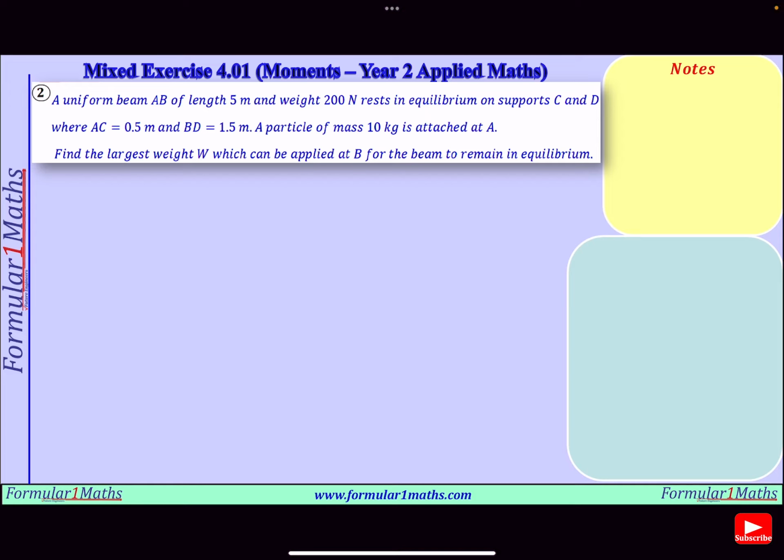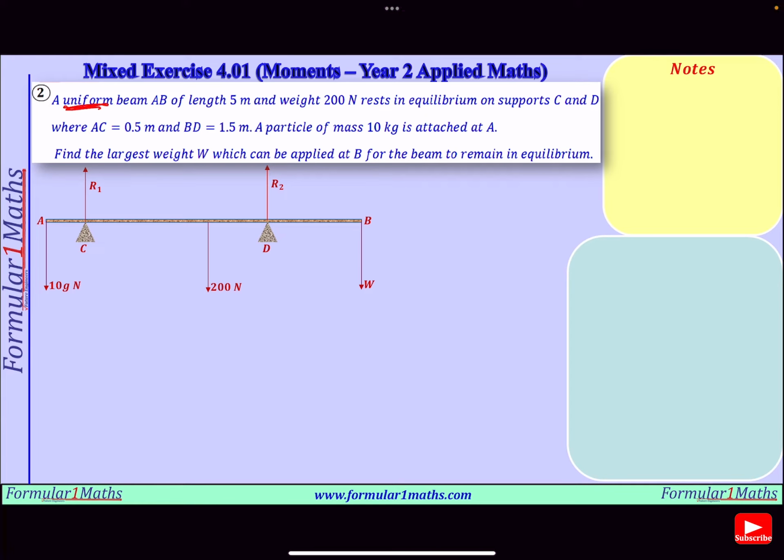So let's draw our diagram. So this is a beam and these are supports at C and D. The weight of 200 newtons acts right at the center of the beam because the rod is uniform. There's also a reaction force at C, which we will call R1, and then a reaction force R2, which occurs at D. There's also a weight of 10 kilograms that is attached to A. We need to apply a weight of W at B.